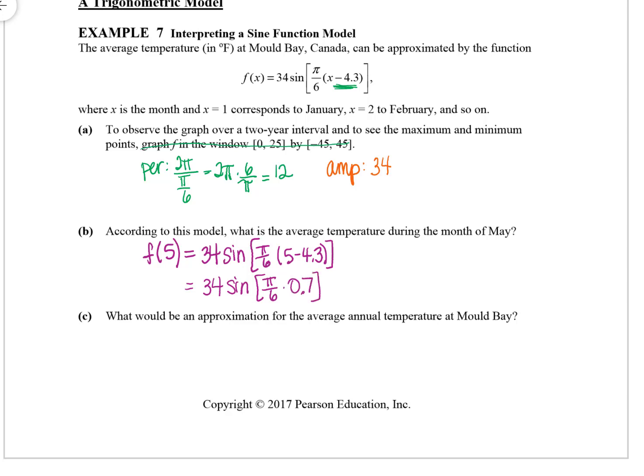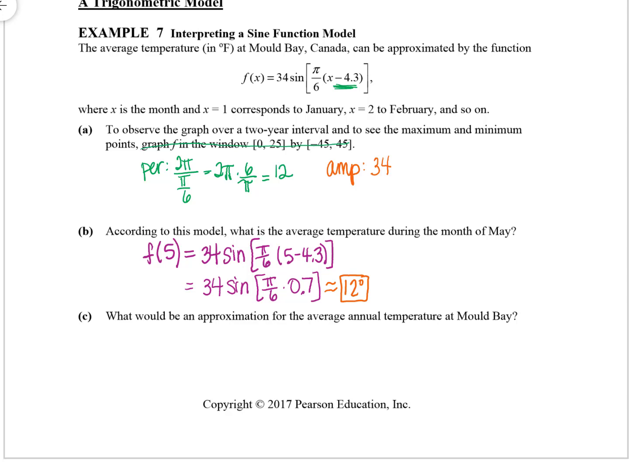And you can plug this in the calculator. Make sure that you are in radian mode, since this is in radians. So you go 34 times sine, and then in parentheses, pi divided by 6 times 0.7. And I got approximately 12.18. And it looks like we have 2 significant digits, so that would be 12 degrees. So 12 degrees Fahrenheit is the average temperature during the month of May.